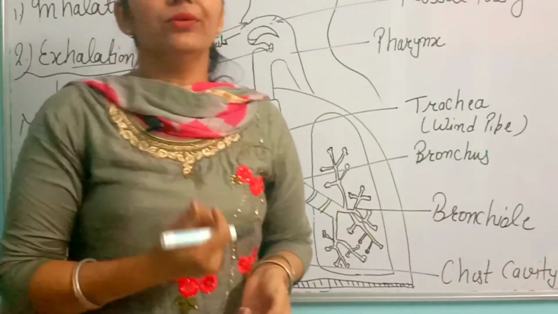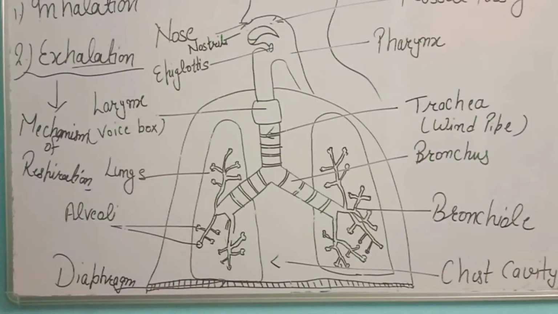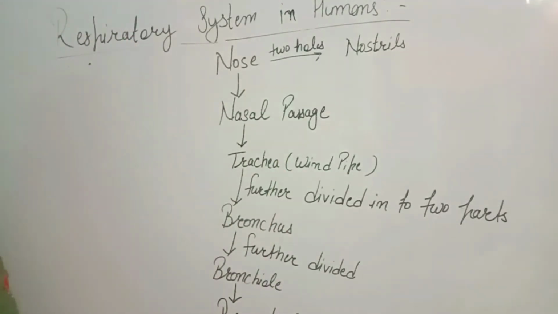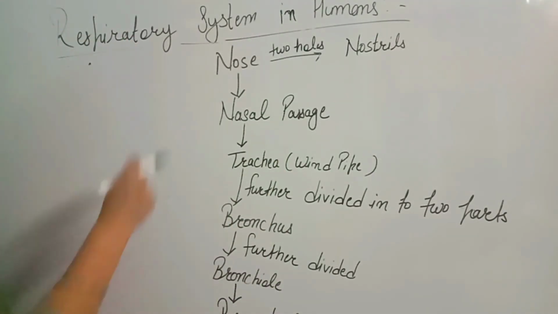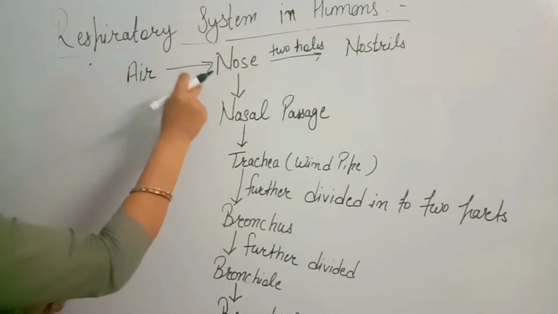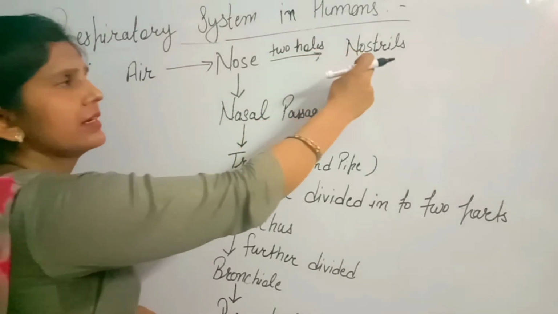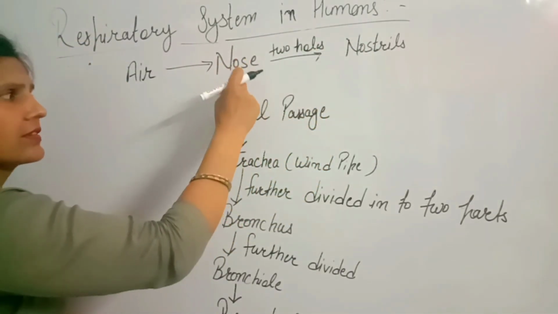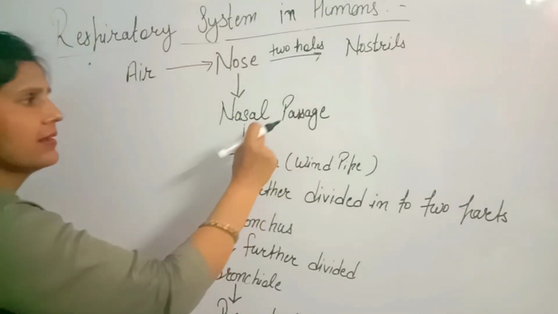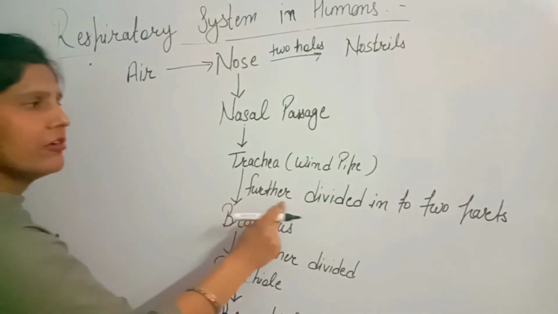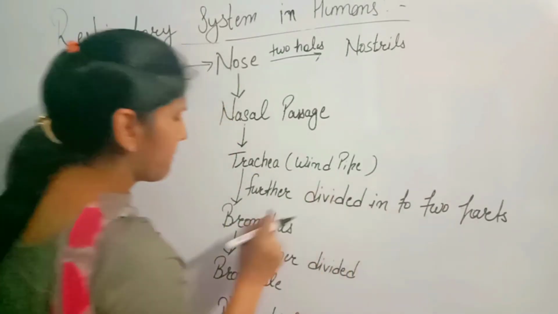This is a step to learn. How can you learn the respiratory system? Firstly, air passes through the nose. The nose has 2 holes, called nostrils. After the nostrils, oxygen passes to the nasal passage. After the nasal passage, the wind pipe is further divided into 2 parts.